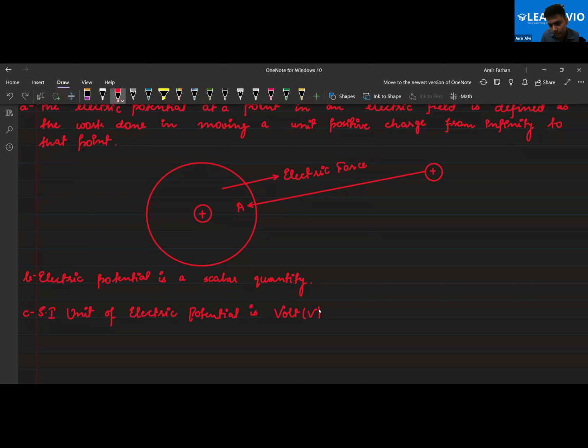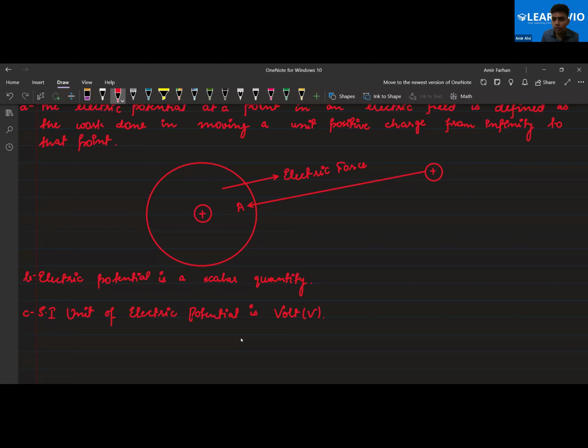So basically in the real world, there is no actual use of the potential. The actual use that we are going to discuss is the potential difference. Right. So in real life, the quantity that we use is the potential difference. Okay. So that is all about the electric potential. This is a very basic point, right? Not more than that. Okay.